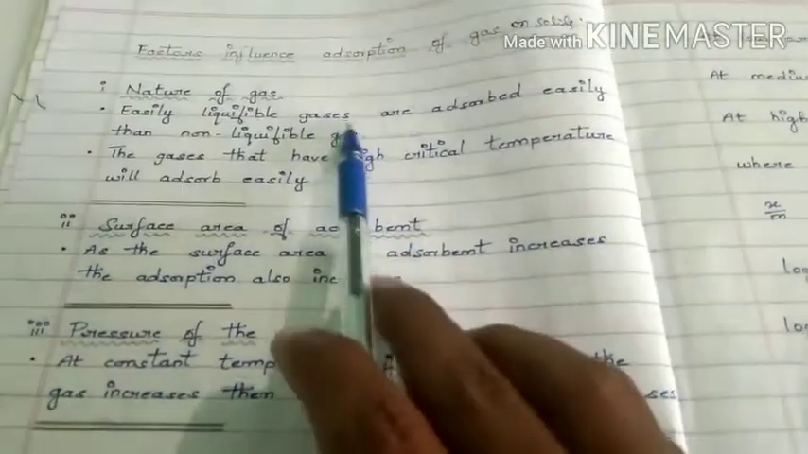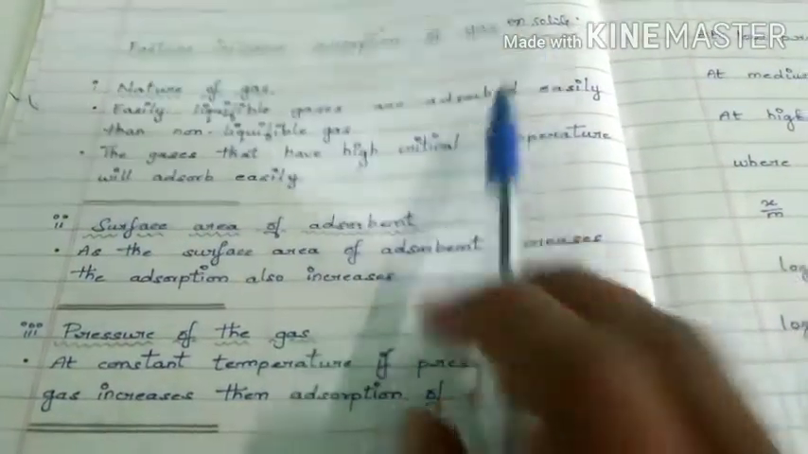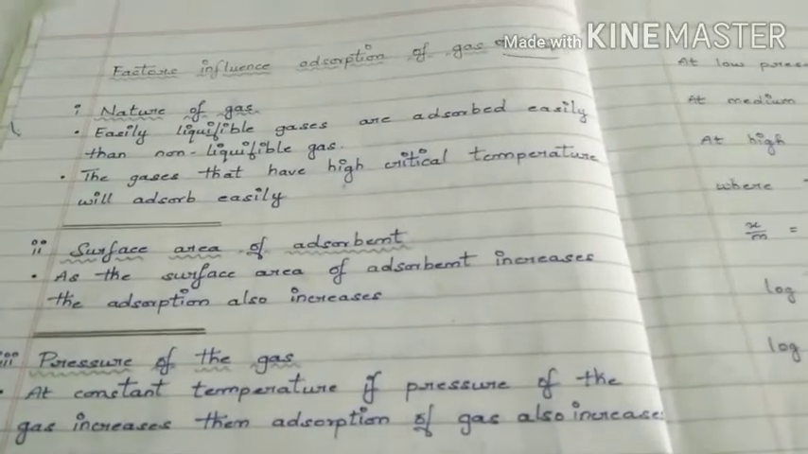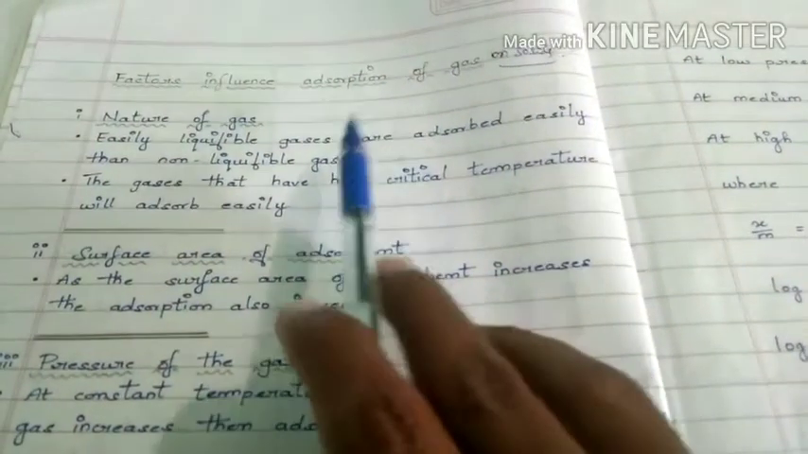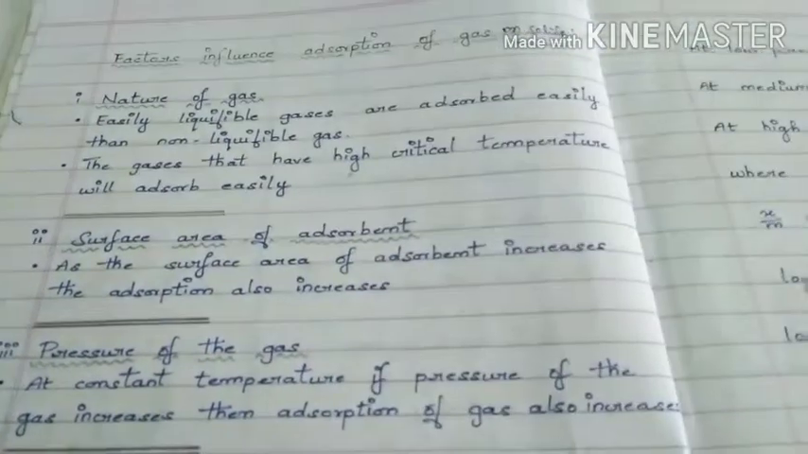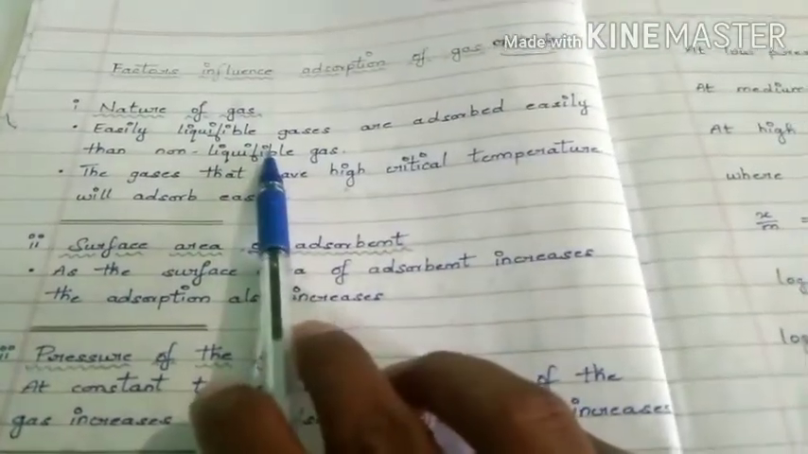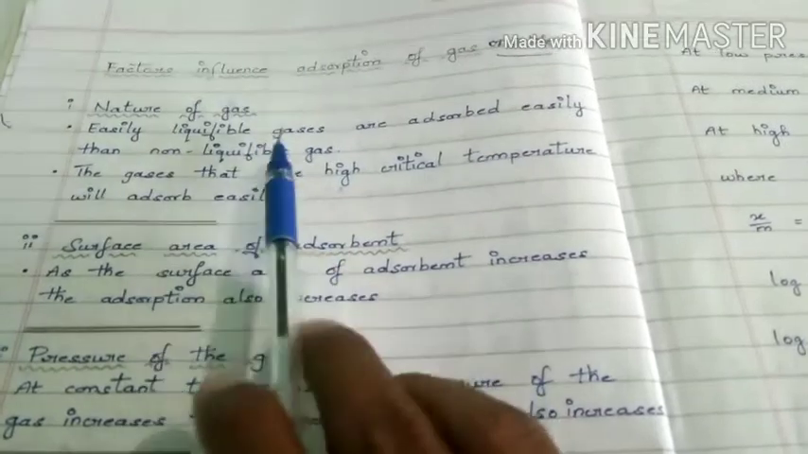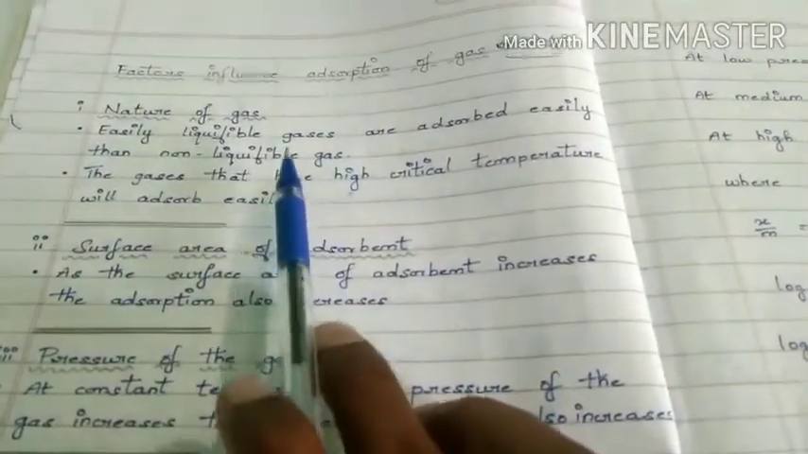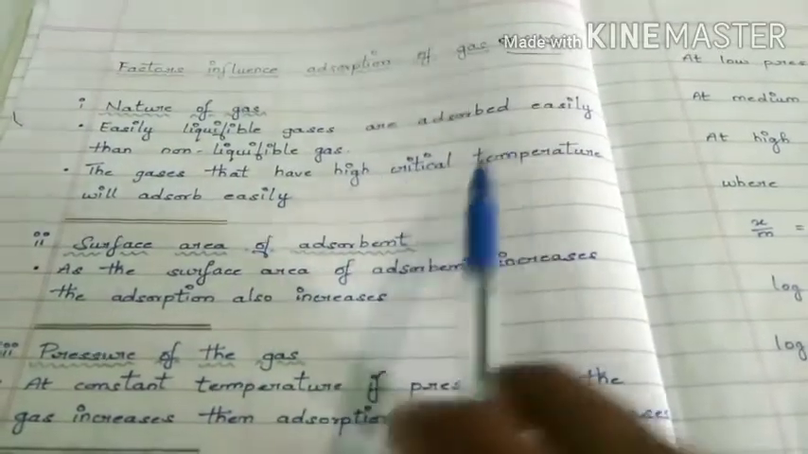Next topic is factors that influence adsorption of gases on solids. So this is a very simple topic. Here 3 factors are there which influence adsorption of gas on solids. First one, nature of gas. Before that, we should know 2 points. One is liquefiable gases, non-liquefiable gases. One more point, critical temperature.